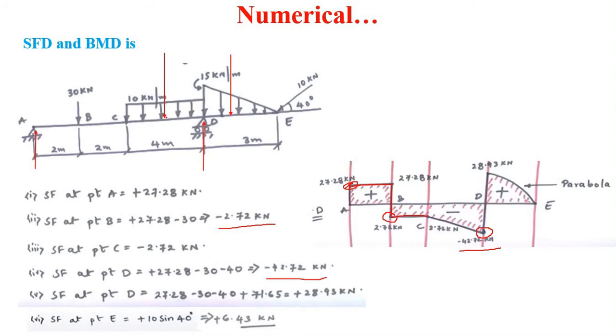Okay, and from C to D uniformly distributed load is there, so the shear force will be a straight line. Again it will be a straight line, joining these two points C and D by a straight line. After this, the shear force at point D is equal to plus 28.93 kilonewton. So look at this point here. Then again join these two points by a straight line.